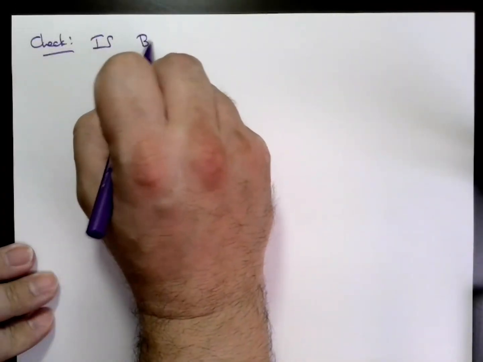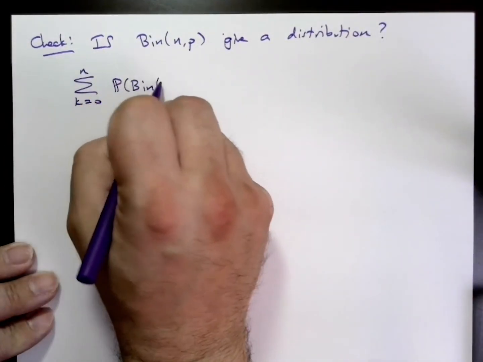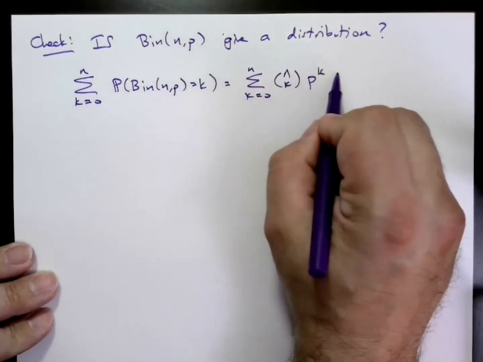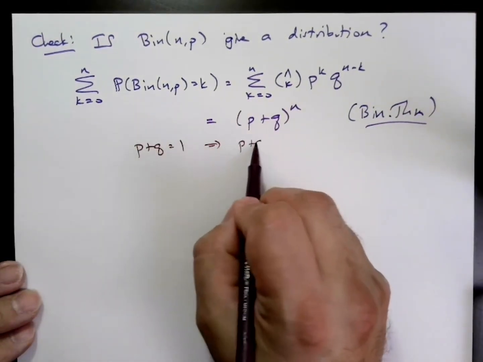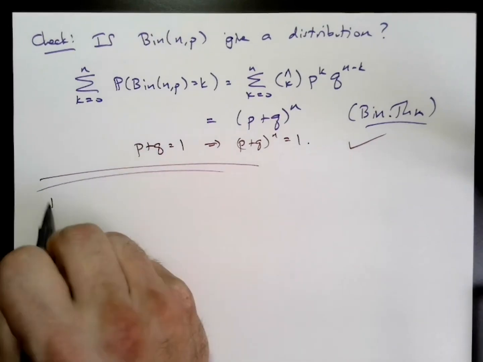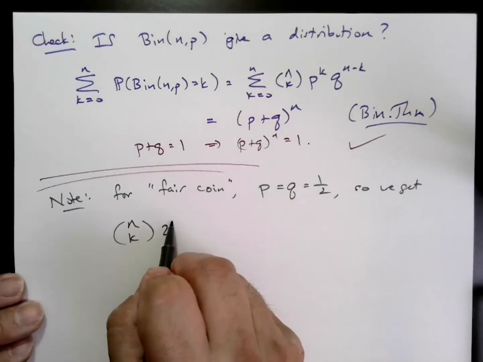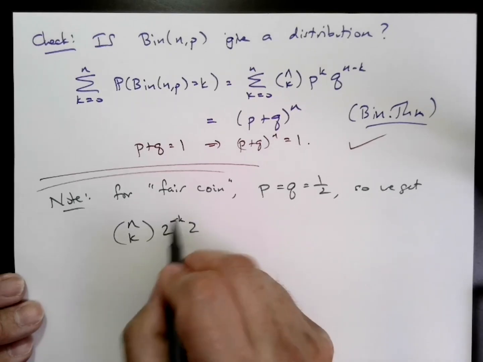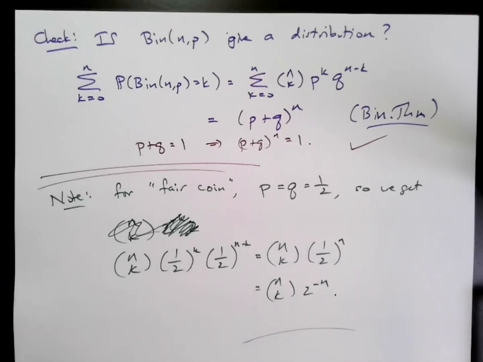Okay, quick sanity check. Is this thing a random variable? Does the probability distribution actually add up to 1? That's the thing to check. Well, let's go ahead and check it. If we add up, k equals 0 to n, of these probabilities, well, after a little bit of algebra, we just use the binomial theorem and see this is (p plus q) to the n, and p plus q is 1. So yes, it's 1. Note, to recover the case of the fair coin, in that case p equals q equals 1/2, so we get the formula we had from before.